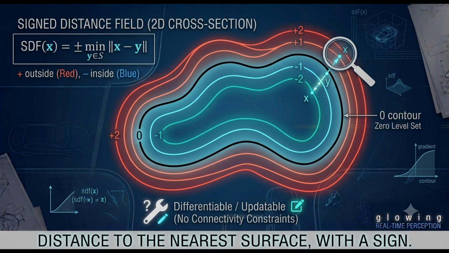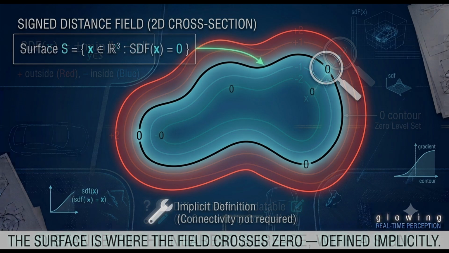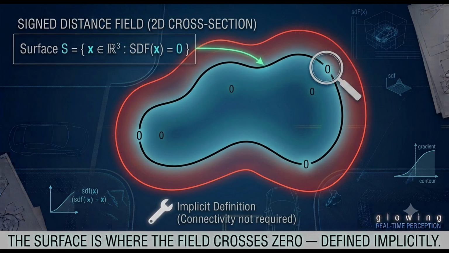Here's the core idea. Instead of storing where the surface is, we store, for every point in space, the distance to the nearest surface, and we give that distance a sign. Positive if you're outside the object, negative if you're inside, and exactly 0 right on the surface. So the surface isn't a list of points anymore. The surface is defined implicitly as the set of all locations where the distance function equals 0, what mathematicians call the zero-level set.